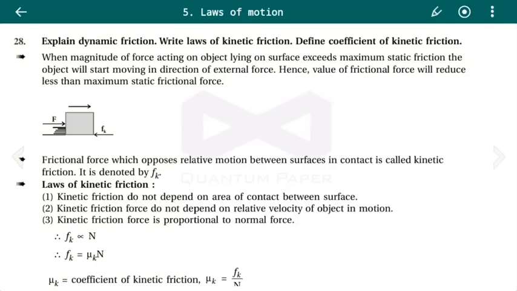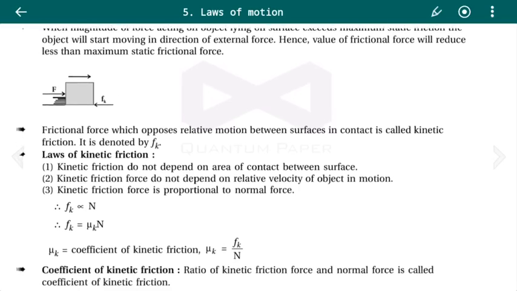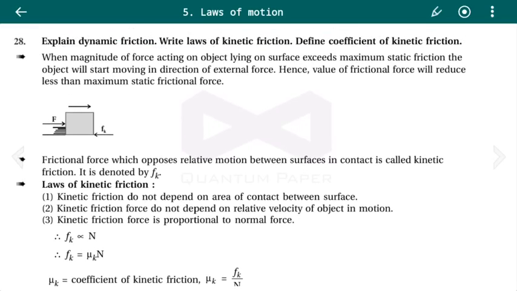In this video we are going to discuss the dynamic friction as well as the rolling friction. First of all, let us see the dynamic friction. Explain dynamic friction, write laws of kinetic friction, define coefficient of kinetic friction.